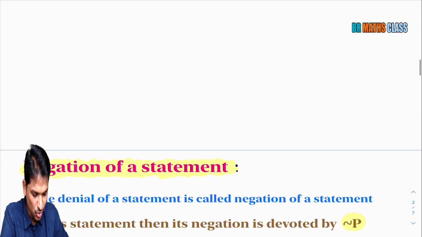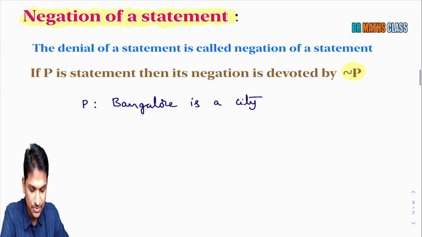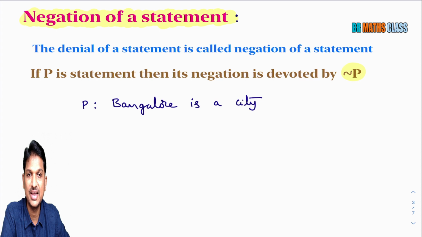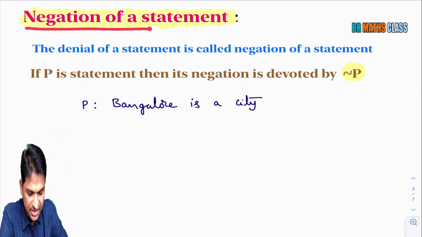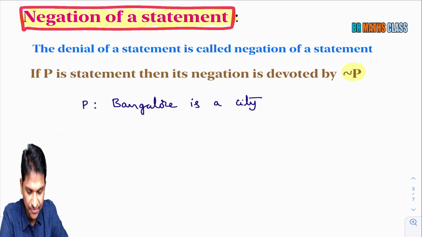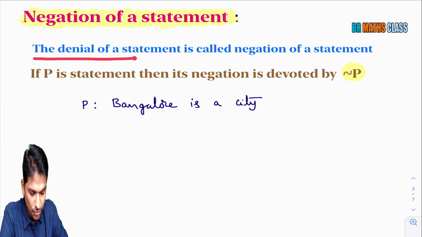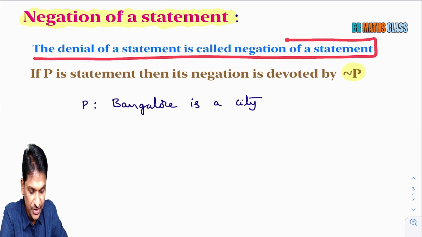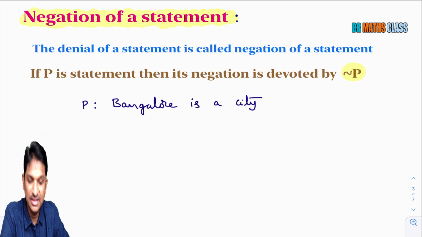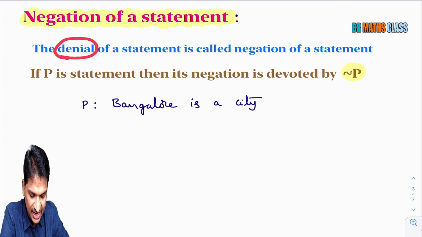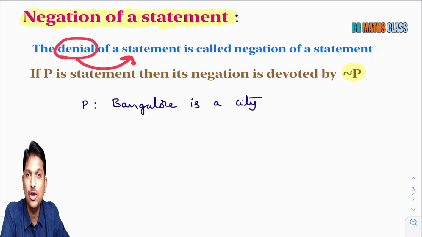In today's class, what are we going to learn? We will learn the theory part related to the second exercise. In that, the first one is negation of a statement. What is the definition of negation of a statement? The denial of a statement is called negation of a statement. Denial means refusing the statement, saying no to the statement. The denial of a statement is called negation of a statement.